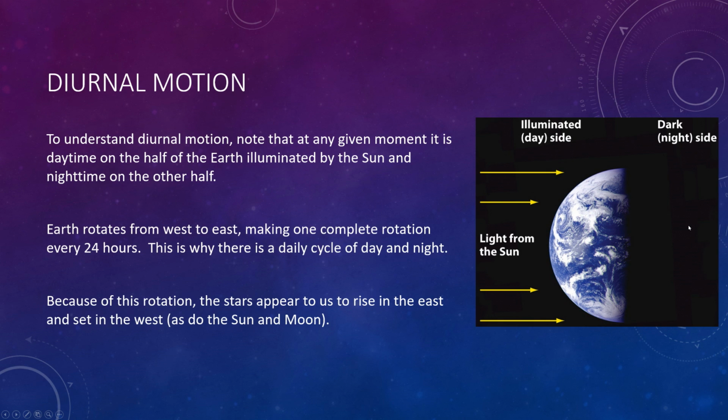Because of this rotation, stars appear to us to rise in the east and set in the west, as do the sun and moon. Right? So stars aren't physically moving across the sky relative to us. We're just rotating, and they appear to move because we are on the moving Earth.